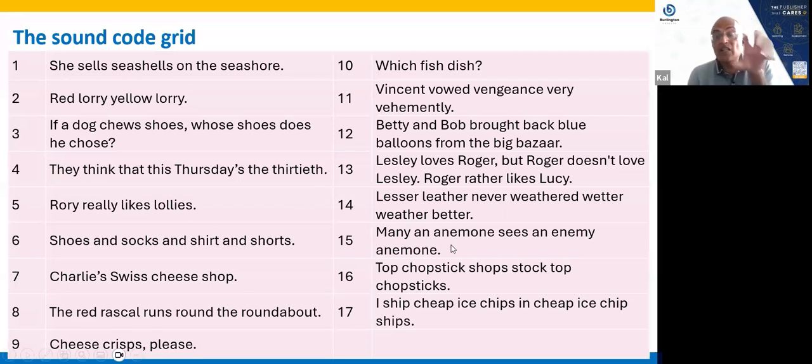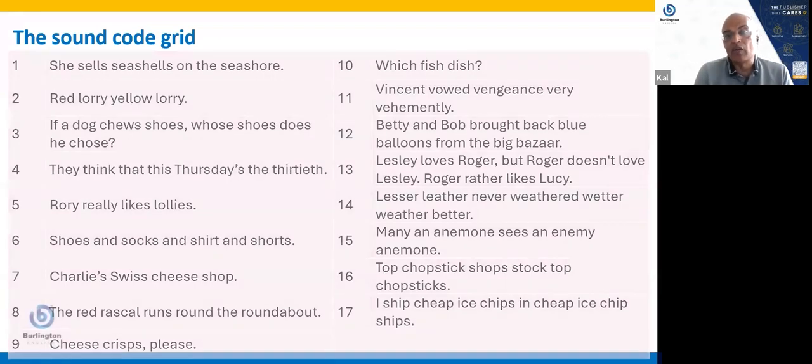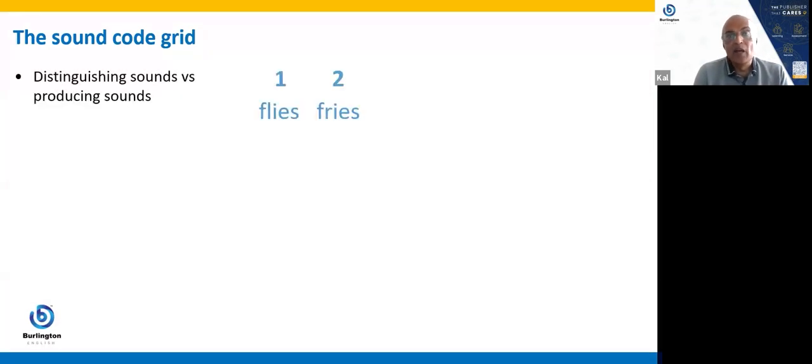So first of all, you identify the problem sound. Okay, what are they replicating it? What are they replacing it with? And then you can come up with a tongue twister for a little bit of practice. Then what we've got to do is distinguish the sounds and produce them. So do they hear it incorrectly? Or are they just saying it incorrectly?